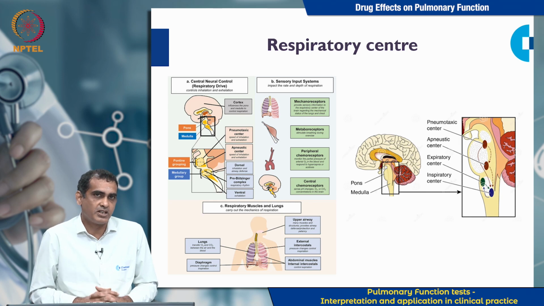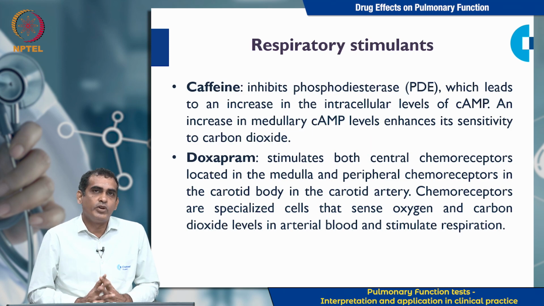This diagram is giving you some details about the respiratory center in the brain. The respiratory center is not a single center, it has multiple areas or segments in the brain. They are all located in the lower pons or in the medulla predominantly. We have two drugs here: caffeine, the same caffeine that we consume in coffee, and doxapram is the other drug.